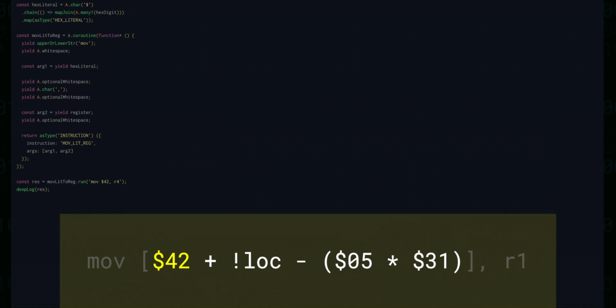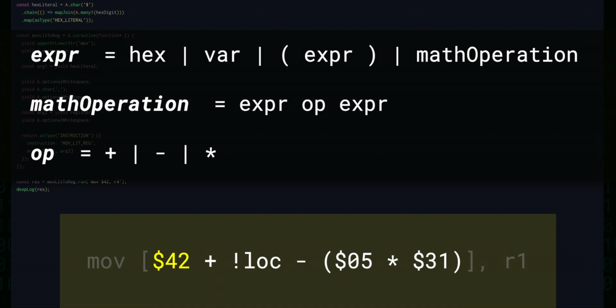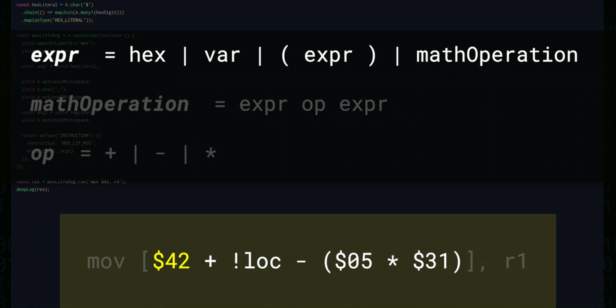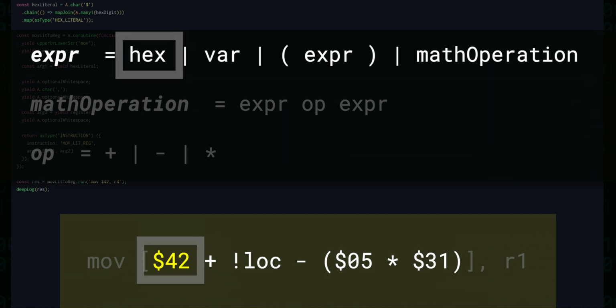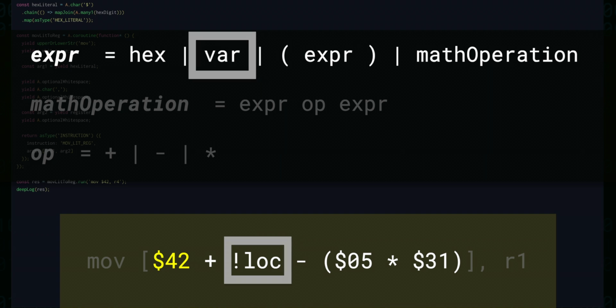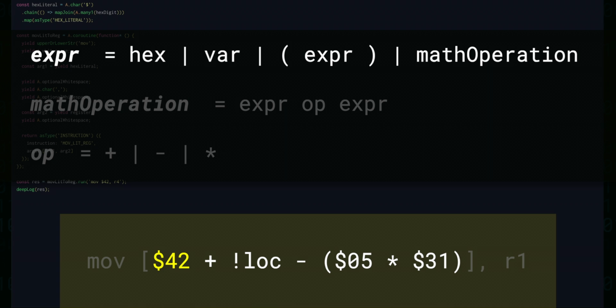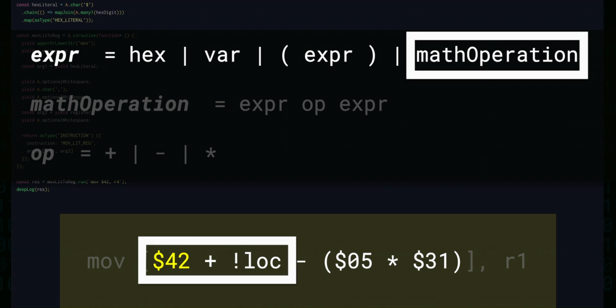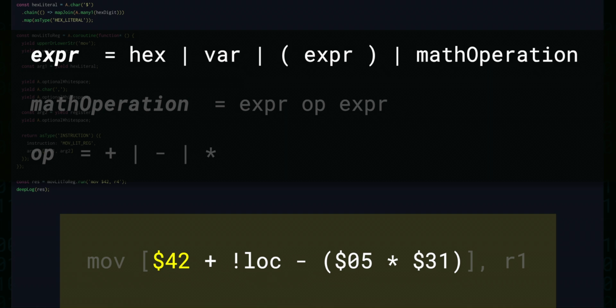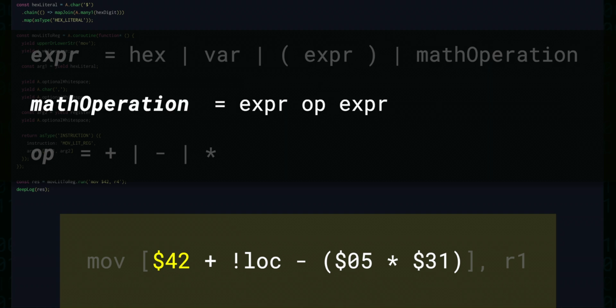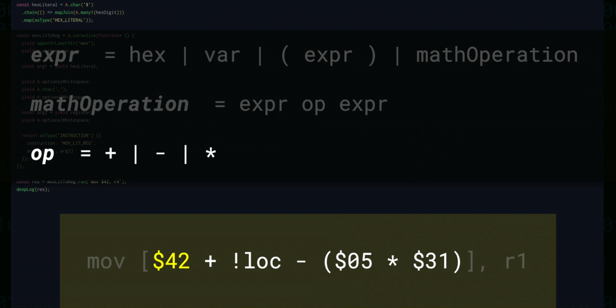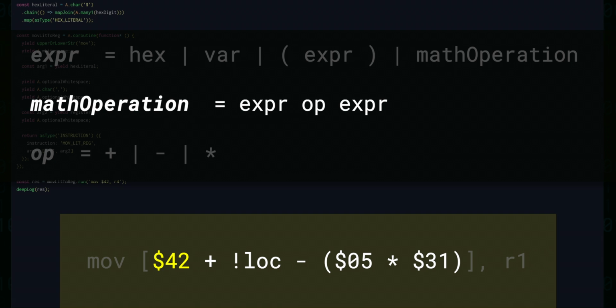If you've played around with parser combinators for a while, then you'll probably break the problem down like this. An expression in these square brackets could be as simple as a hex literal, but it could also be a variable, or it might be a whole expression encased in brackets. This is a recursive definition, or it might be a math operation. A math operation would take the form expression, operation, expression, where our operations are plus, minus, and multiply. So a math operation could be as simple as hex42 plus the lock variable.